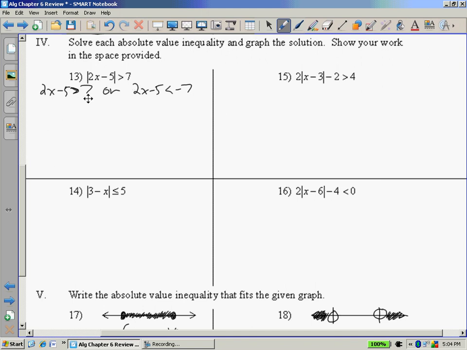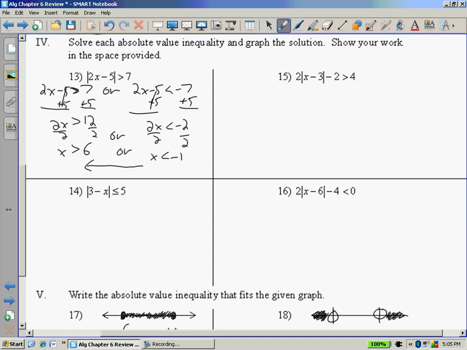And so now we're going to add 5 to both sides. 2x is greater than 12, divide by 2, x is greater than 6, or look at the right-hand side. Remember, when it's an OR statement, you deal with each side separately. Add 5 to both sides. 2x is less than negative 2, divide by 2, and x is less than negative 1. So this is an OR statement.